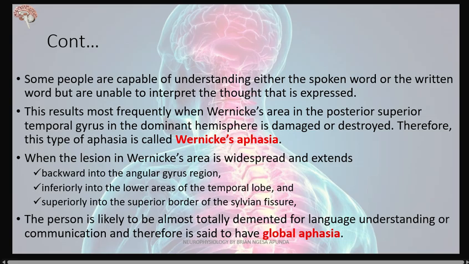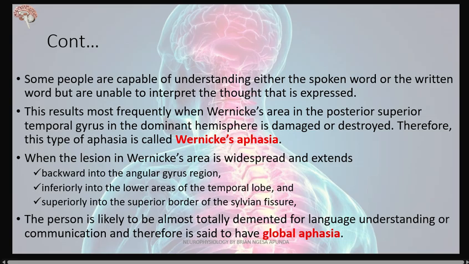The person is likely to almost totally be demented for language, understanding, or communication, and therefore they are sometimes said to be having global aphasia. So the difference between global aphasia and Wernicke aphasia: a global aphasia is a representation of a worsened Wernicke's aphasia, meaning that Wernicke's area was initially affected, but it spread to other regions.